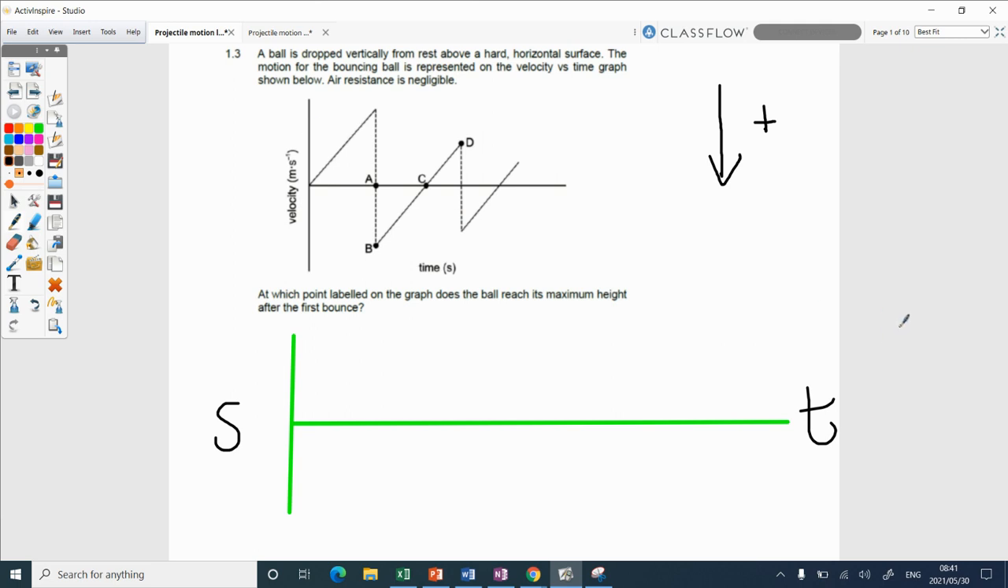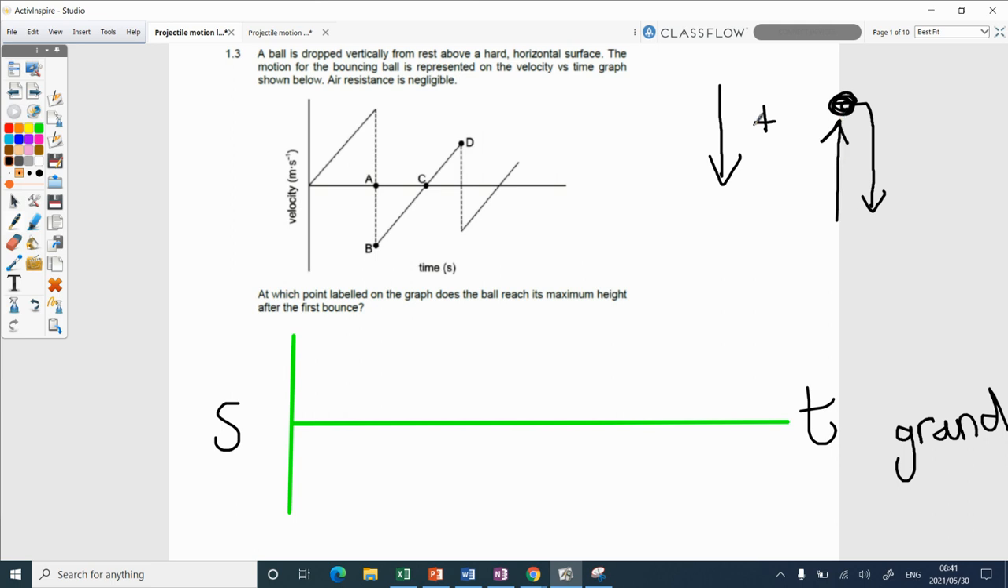Do you want the ground to be the reference? Do you want the point of throwing to be the reference? The ground. Normally, it's easiest to use the ground as reference because then you can picture it in your mind. So if the ground is your reference point, did the ball start on the ground or above the ground? Above the ground. So it started here and it was dropped. So did it start positive or did it start negative?